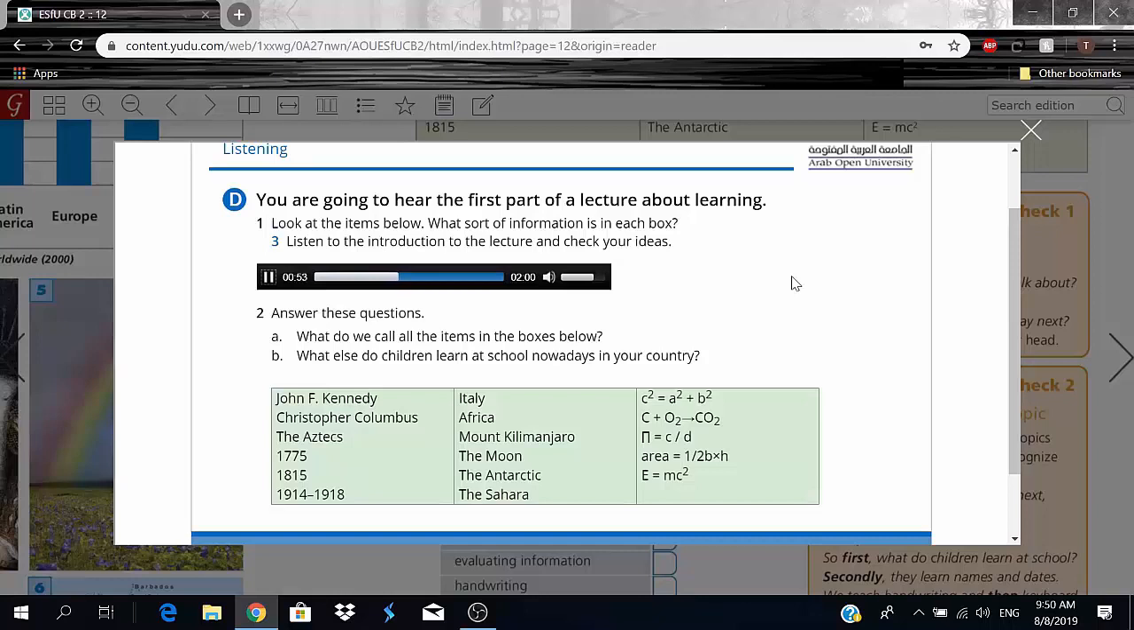Firstly, they learn names and dates. For example, the names of famous people like John F. Kennedy, the President of the United States in the 1960s. Secondly, they learn about places. Countries like Italy, continents like Africa and so on. Finally, they learn important formulas, like the Pythagoras formula for right-angled triangles. C squared equals A squared plus B squared. So students all over the world learn names and dates. They learn about places, and they learn famous formulas. We call this knowledge. In the past, students only learnt knowledge at school. Of course, students must also understand. So understanding is also an important part of school life. But nowadays, students in many countries are also learning skills. What skills are you learning at the moment?